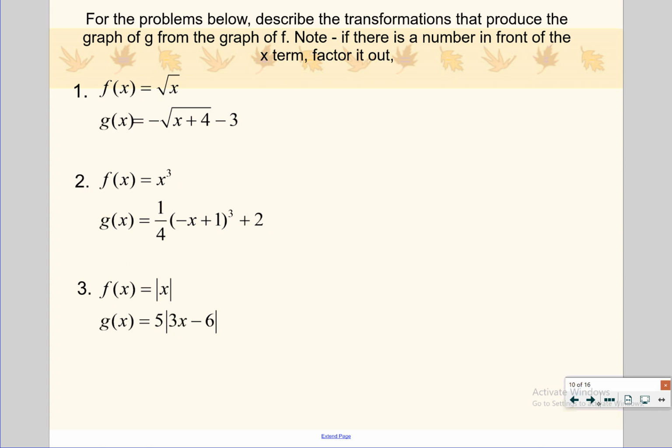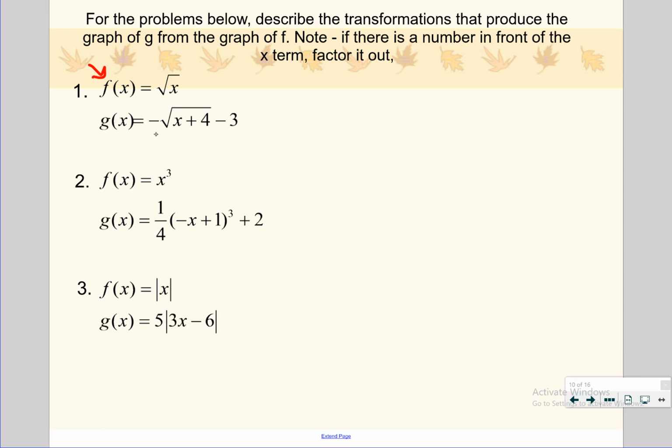Okay. First one anyway. So it says, for the problems below, describe the transformations that produce the graph of G from the graph of F. So the graph of F, or the function F, is just one of the parent functions that you guys researched, okay? Then G is F that has been transformed. We put some numbers in the equation, and we just want to know, what did those numbers do to the graph without having to graph it?